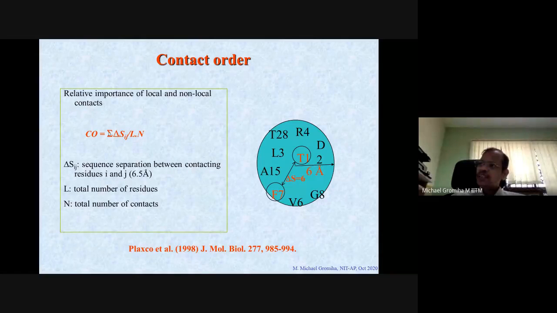So can you calculate the delta Sij for all the residues? T1 and D2, T1 and L3, T1 and R4, T1 and T28, T1 and A15, F7, V6 and G8. Right? What is the total delta Sij? Can you quickly calculate and tell? You have to do it with T1. We have to calculate with all the residues 1, 2, 3, 4, 5, 6, 7, 8 and take the sum.